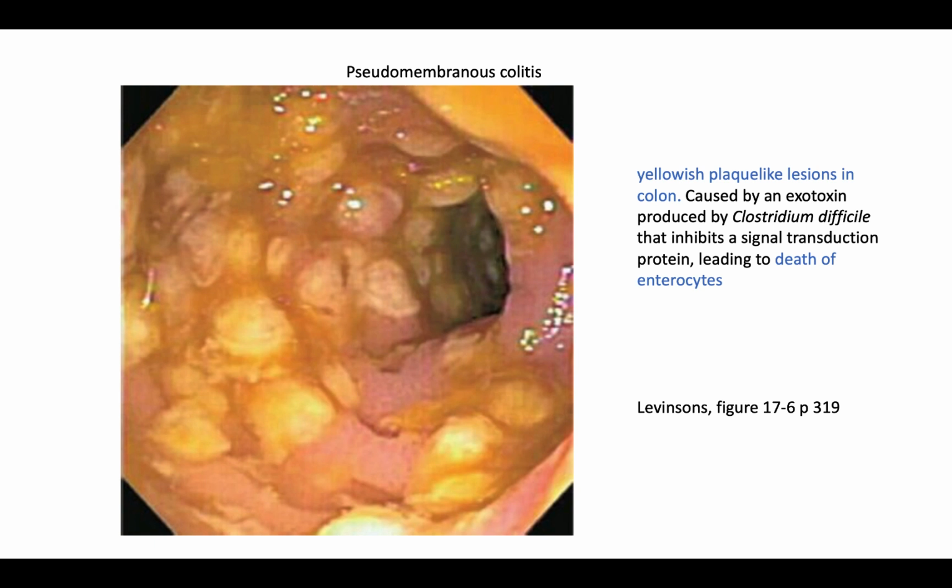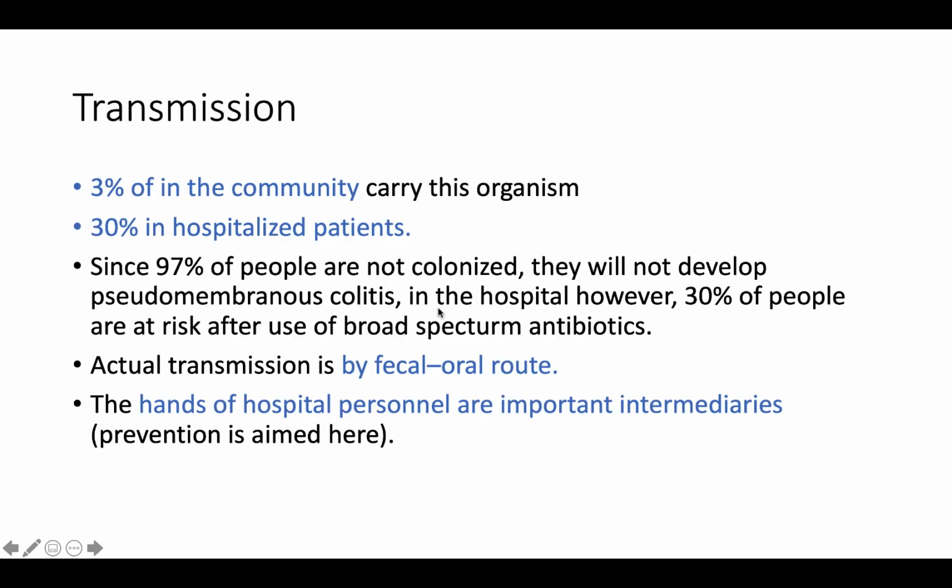Again, this is a gram-positive Clostridia. It is caused by exotoxin production of C. diff, an exotoxin that inhibits signal transduction of protein and causes the death of these enterocytes. Transmission: 3% in the community and 30% in hospitalized patients. So you would think it is higher in the community. The numbers are higher in the community, might be. Why? Because 3% of all the community is much larger than 30% of the population of people in hospitals.